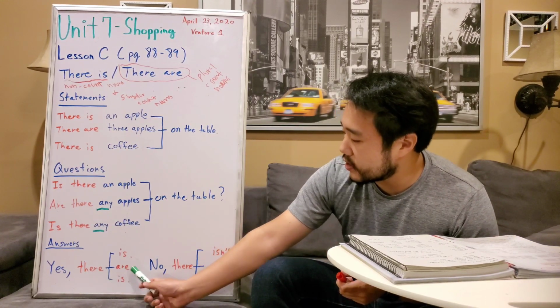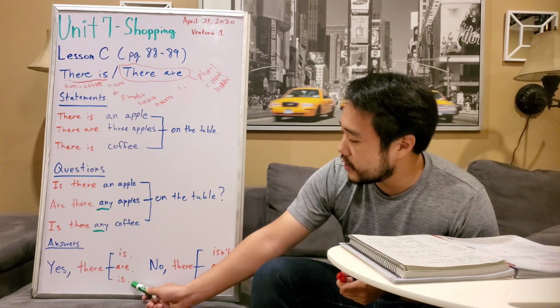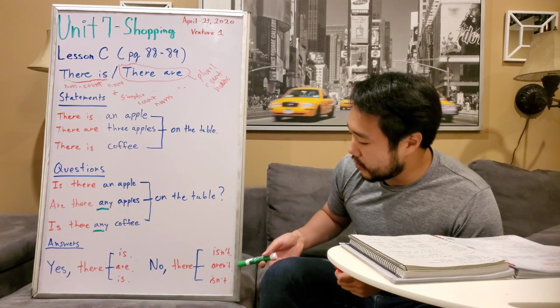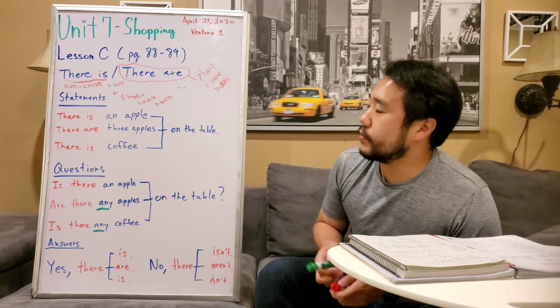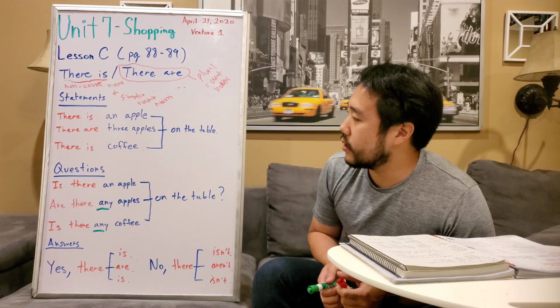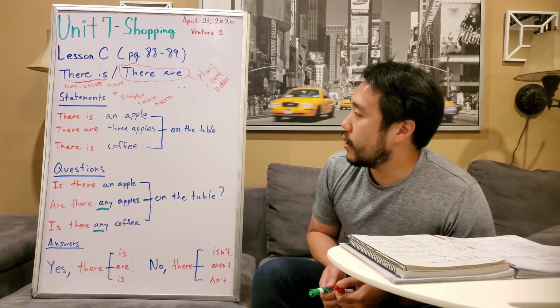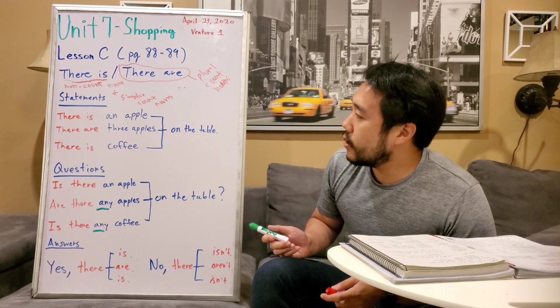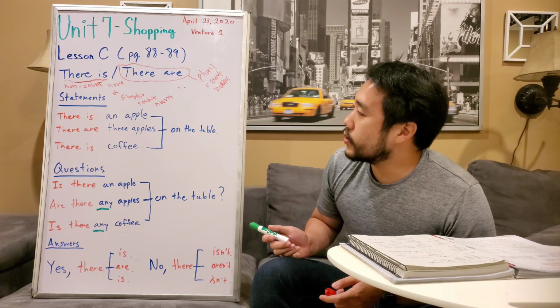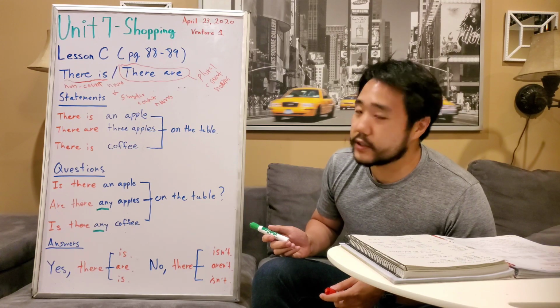It's the same answer as this, but we just change the are and is to negative. So it'll be isn't, aren't, and isn't. So this is very simple. I think it's something very easy to understand. Using this rule, we're going to do a couple of exercises. Okay?